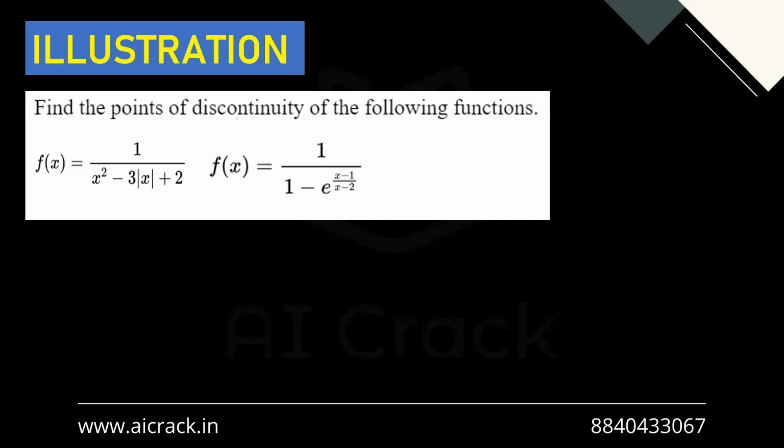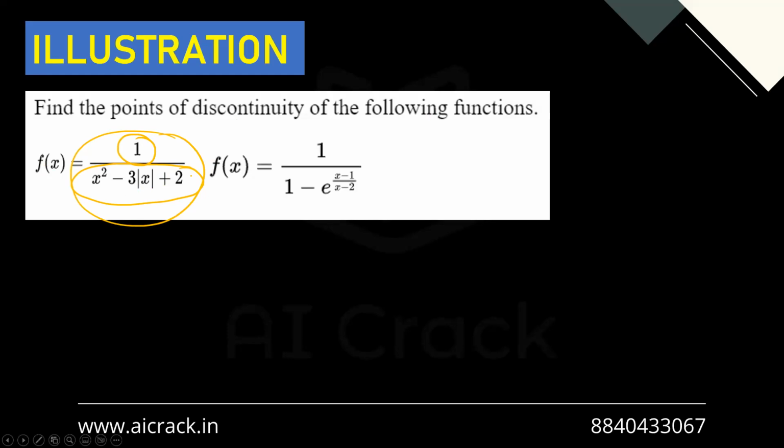Find the points of discontinuity of the following functions. So the first function is f(x) equals 1 upon x square minus 3 mod x plus 2. Now this is a modified version of a rational function. This is not exactly a rational function because we cannot call this a polynomial function, but it's a modified version of a rational function. This is a polynomial in the numerator, and this is also a modified version of a polynomial function with the modulus sign. So that's why you cannot directly call it a rational function.